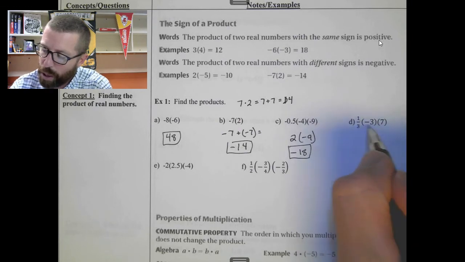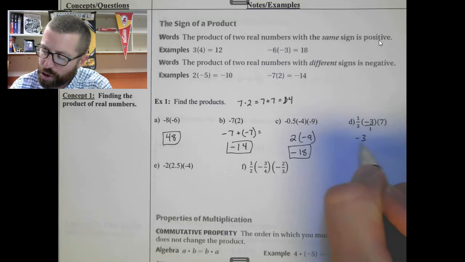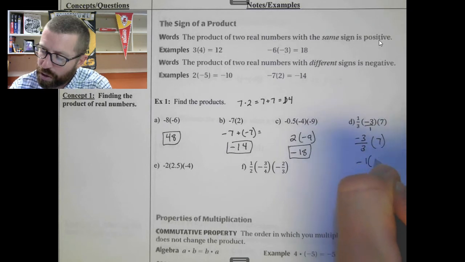Here, when I multiply fractions, you multiply straight across. So you get negative 3 over 3, which reduces to negative 1. And then negative 1 times 7 is negative 7.